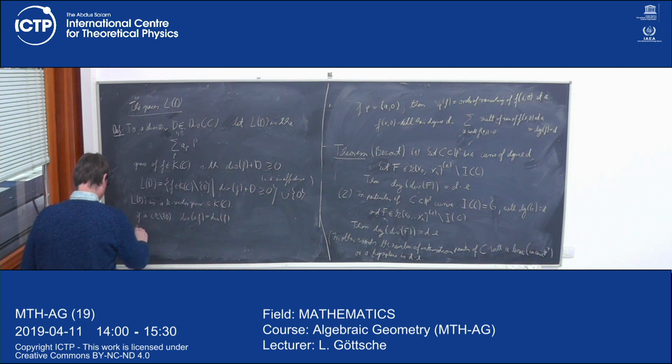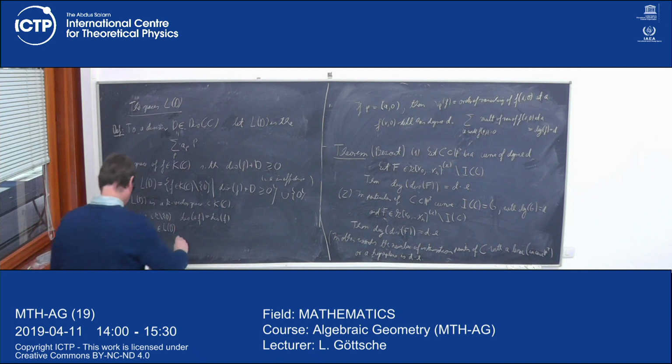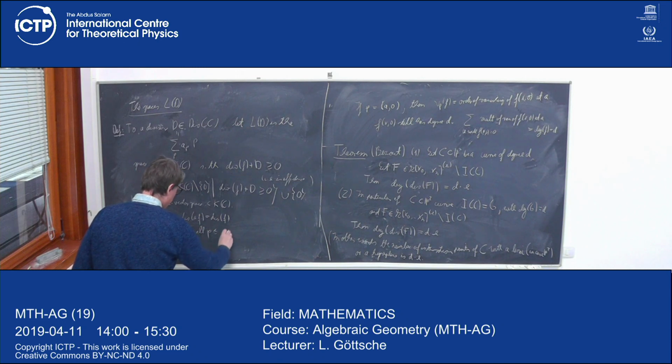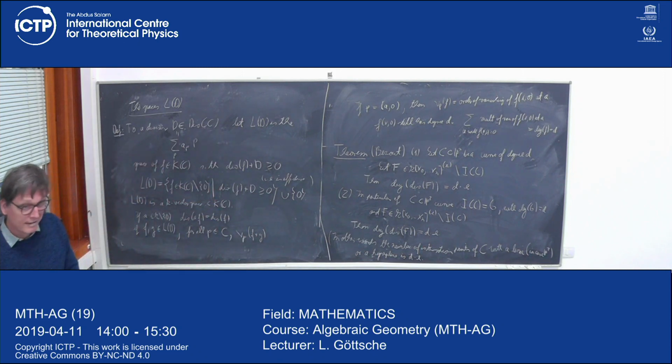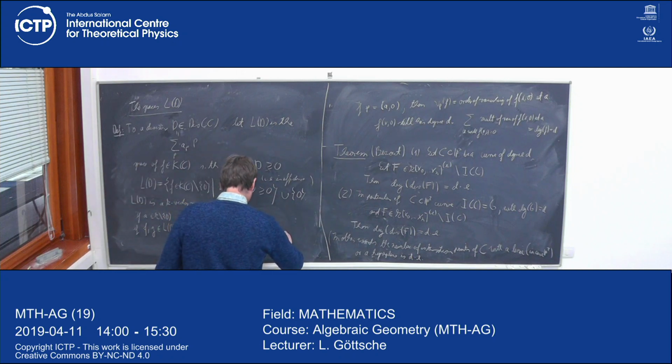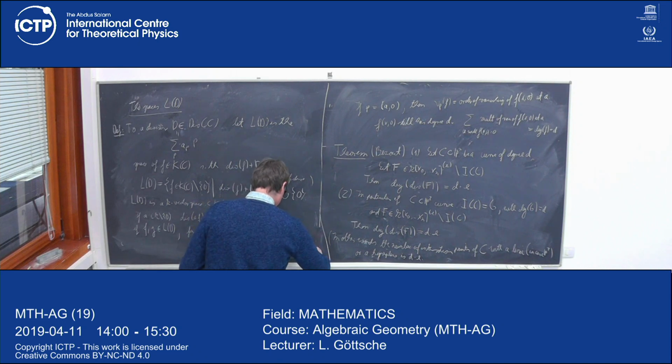And if F and G are in LD, then for all P in C, we have that the multiplicity at P of F plus G, this was one of the things that we had seen, is bigger or equal to the minimum of the multiplicities of F at P and the multiplicity of G at P.